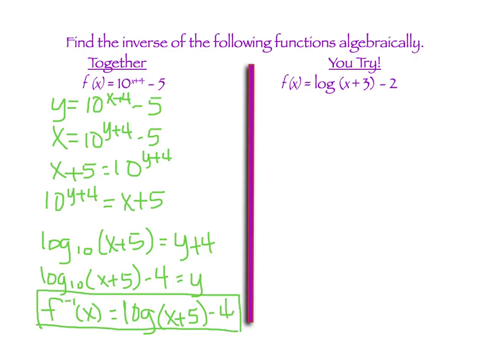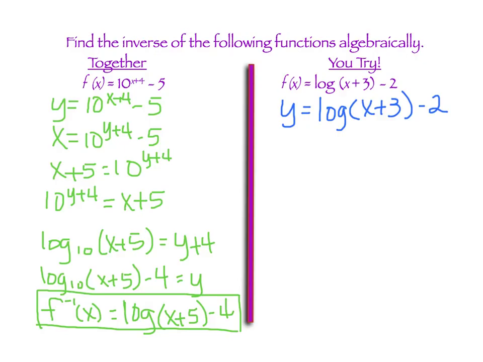For this last one, instead of you trying it by yourself, let's just go through it together because it is just a little different than the one we just did. We're starting out with a log function instead of an exponential function. So here we go. Step number 1 is to change the f of x to y. So we will have y equals the log of x plus 3 minus 2. And remember, this log is base 10. If you don't see a base, it is base 10.